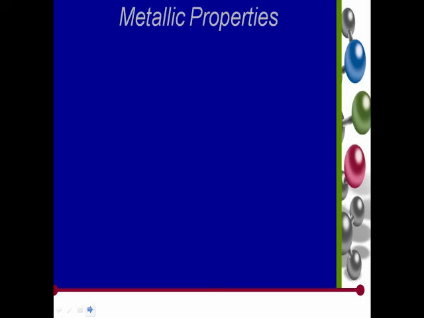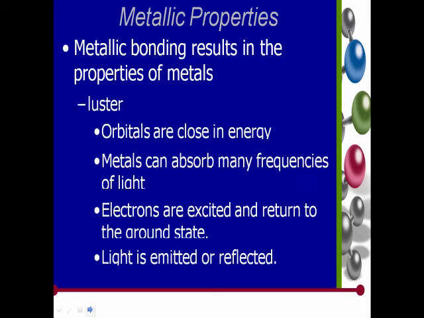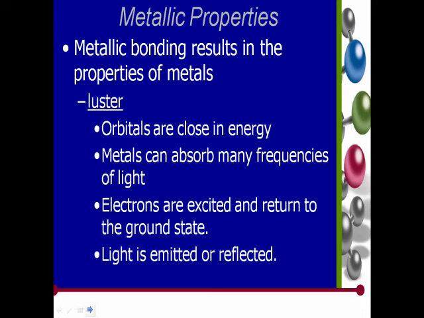Okay, so we spent time in chapter 4 talking about the properties of metals, and this gives us an opportunity to talk about why these properties exist. Remember that one of the properties of metals is that they have luster. In other words, they're shiny in appearance. The reason for this is that their empty orbitals are close together in energy.